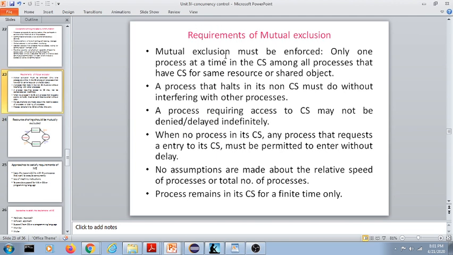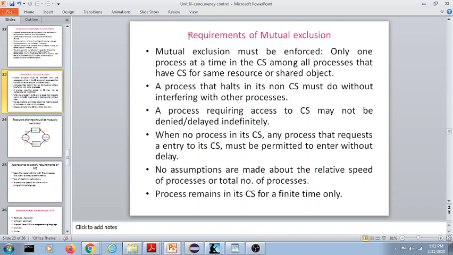So let us see what the requirements of mutual exclusion are. Suppose there is a printer and two processes, P1 and P2, want to use the printer. If P1 is working on the printer, then P2 should not be allowed to use the printer at the same time. If P1 is using the printer, we say that P1 is in its critical section of the code for the printer resource. Then P2 should not be allowed to go into its critical section of the code for using the printer resource.